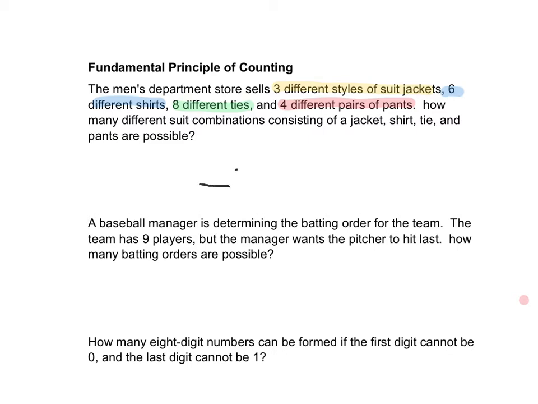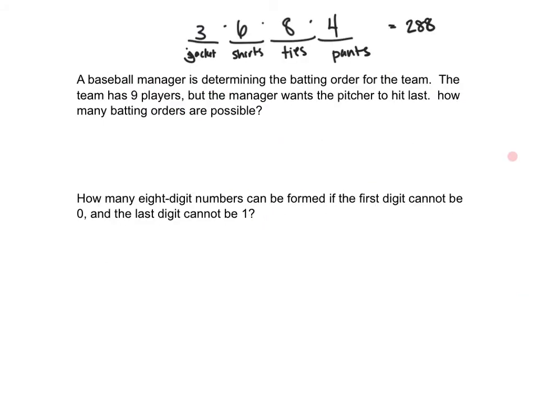So as I make my decision chart, I need a blank for each different option. So I could have one for my suit jacket, one for my shirt, one for my ties, and one for the pants. Okay, and then I'm just going to go in and fill in the possibilities. There's 3 different choices for a jacket, 6 for a shirt, 8 for a tie, and 4 for pants. And then I would just go ahead and multiply those together to get the result. Again, we'll apply this counting principle to the second problem here.